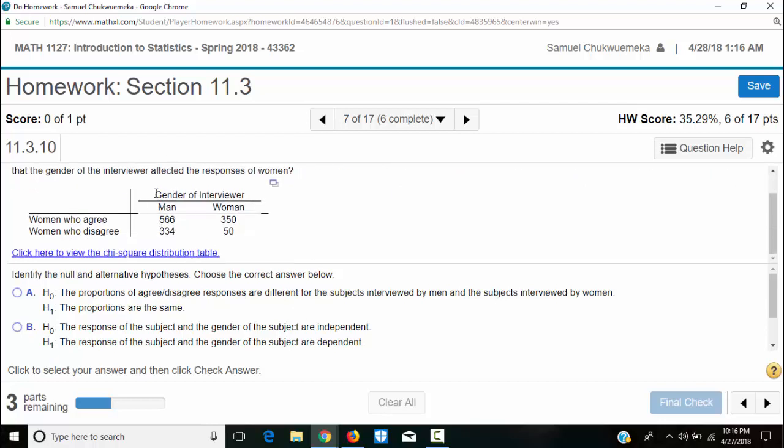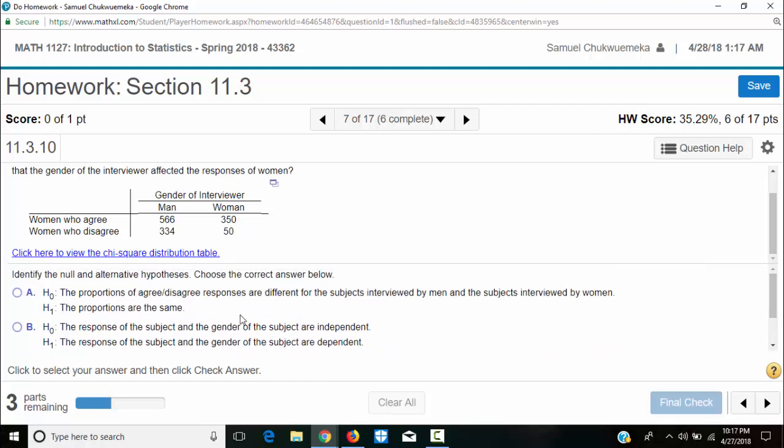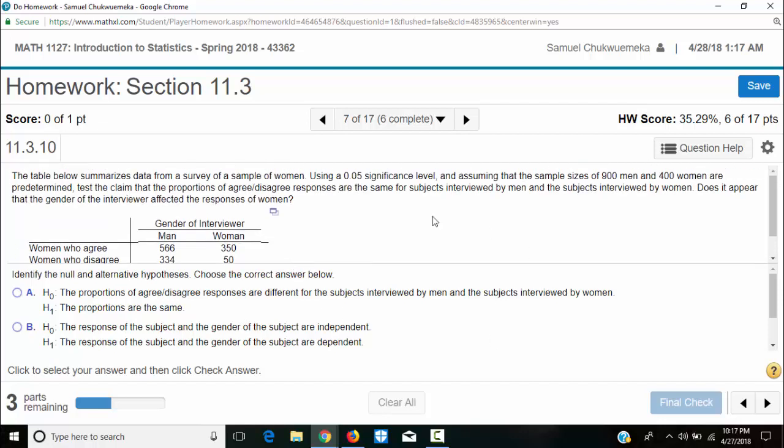So this is the two-way table right here. The null and alternative hypothesis would be that the response of the subject and the gender of the subject are independent. That's the null. And the alternative would be the response of the subject and the gender of the subject are dependent. Because it says here, does it appear that the gender of the interviewer affected the responses? Now, it also says here, test the claim that the proportions of agree or disagree.